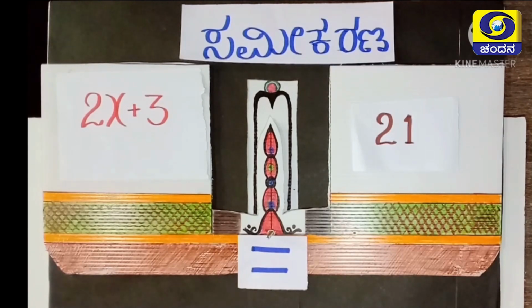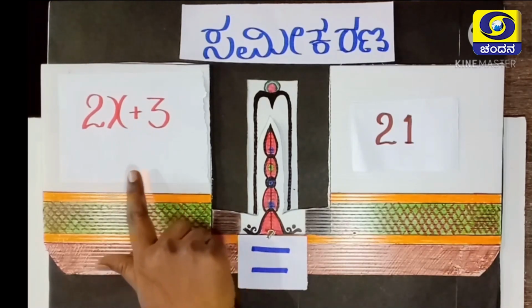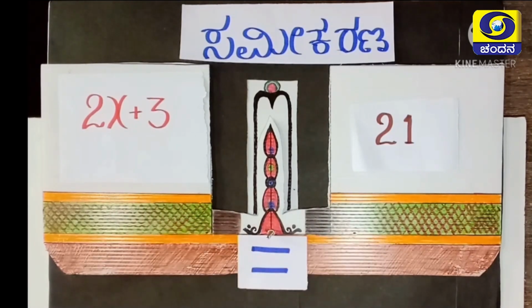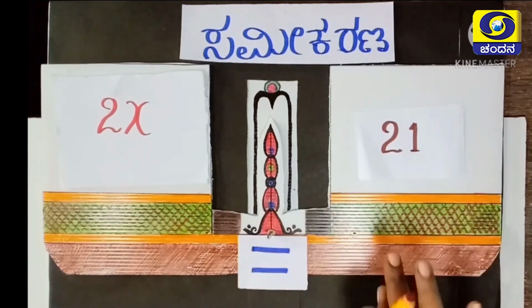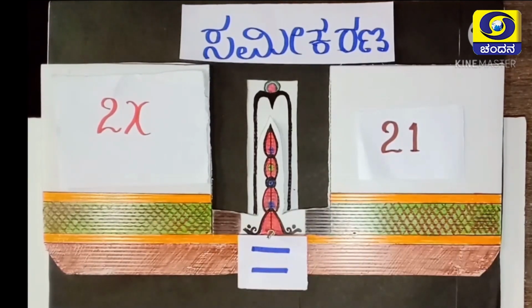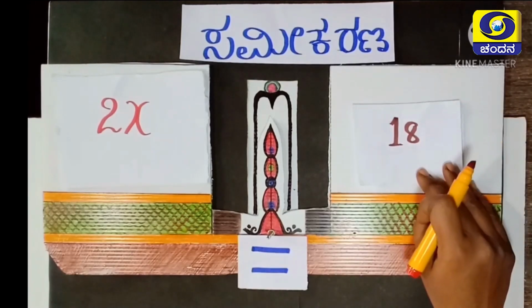Now, there is an equation, 2x plus 3 is equal to 21. Now, in order to get the value of 2x, what should I do? I should remove 3 from the LHS. How do I remove 3? I will subtract 3 from both sides. If I subtract 3 from 2x plus 3, it becomes 2x, and from 21 if I subtract 3, what should be the answer? It should be 18.